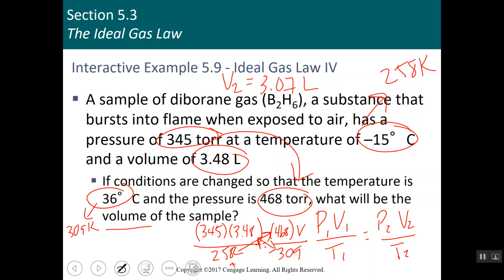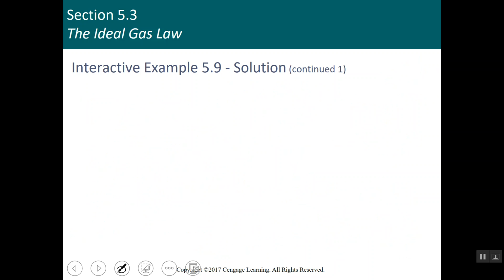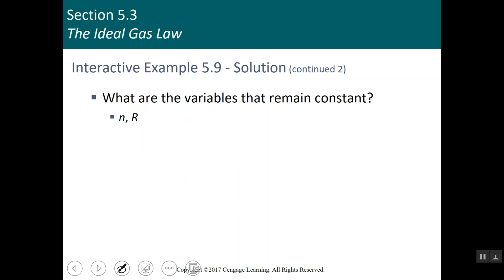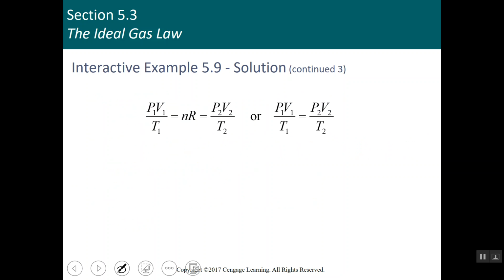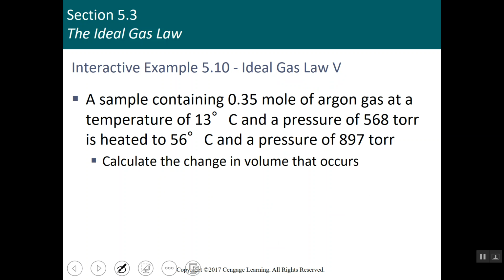So let's see what they do with the ideal gas and see if they come up with the same answer. So there's that combined gas law that I showed you. Yes, they got 3.07 liters. Okay. So again, go back through that if you need to. Look at the PowerPoint slide that I have on the Canvas site as well.